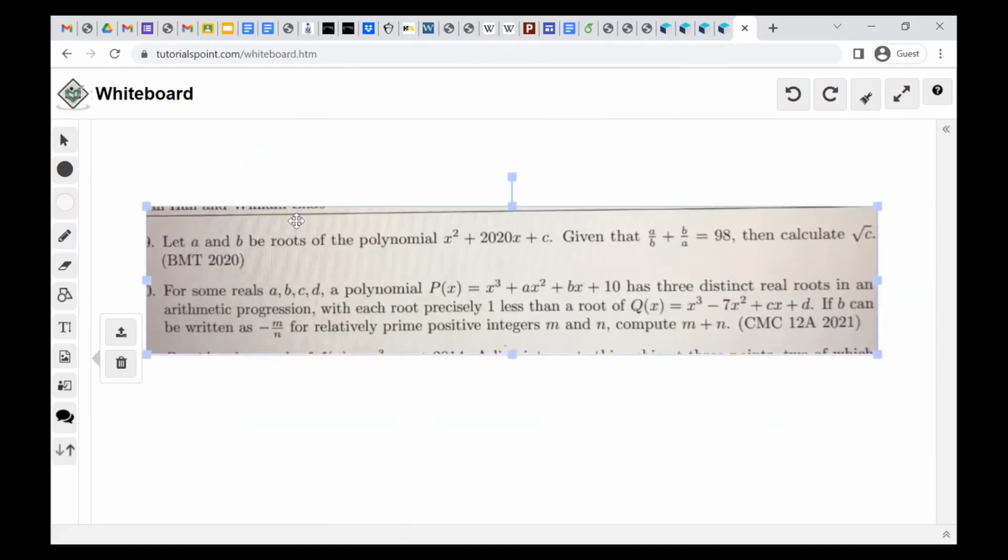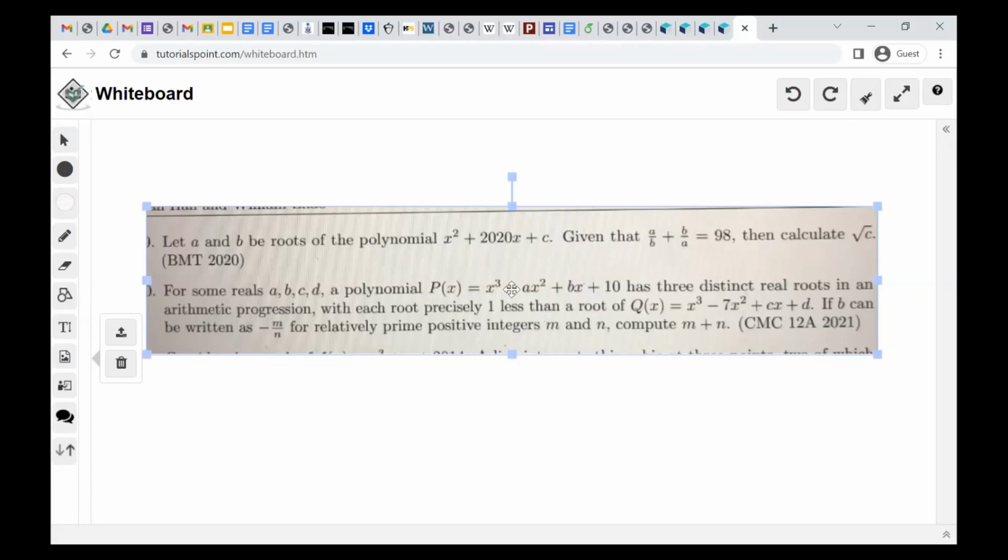So for the first one, we have a and b are polynomials, x squared plus 20x plus c, and we know what a over b plus b over a is. So we want to find root c. Yeah, this one I don't think is very hard. We can just do some algebraic manipulation with the thetas.